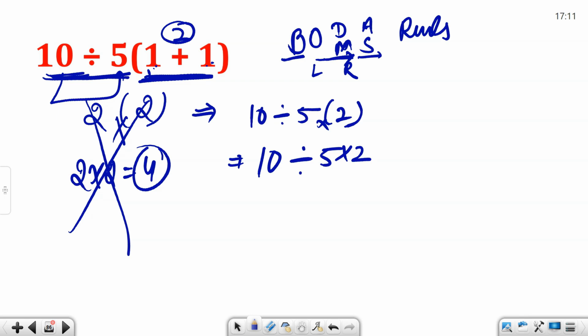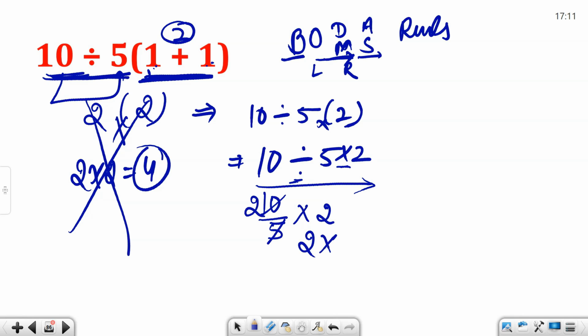Now, according to BODMAS, we'll check from left to right. The first operation is division, then multiplication. So 10 divided by 5 times 2. 5 goes into 10 two times, so 2 times 2 equals 4. This is the right answer.